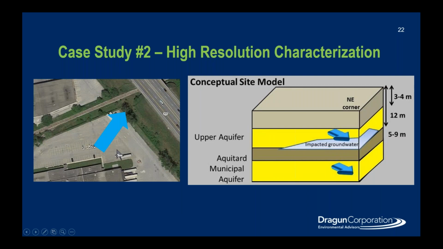So this is a different example where we're going to use a number of high-resolution site characterization techniques to kind of zone in to answer a problem. So we knew that we had TCE impacts in the upper aquifer at this site, and the groundwater was flowing from the plant building where we knew that there were some sources out to the northeast towards this highway that's up here. The groundwater flow, as you can see, is indicated by the blue arrow, which is a different direction in the conceptual site model here, but you can see the impacted groundwater is down at the base of the upper aquifer.